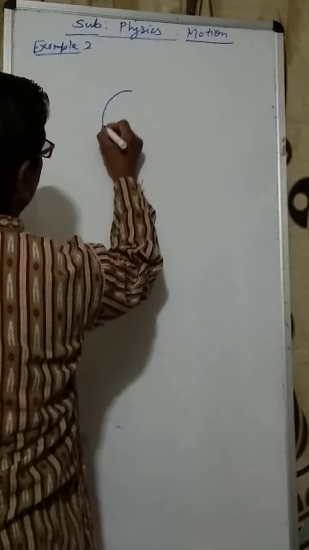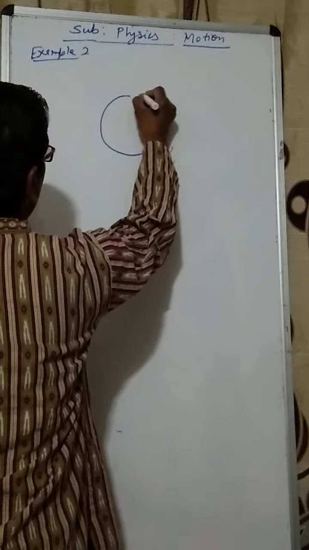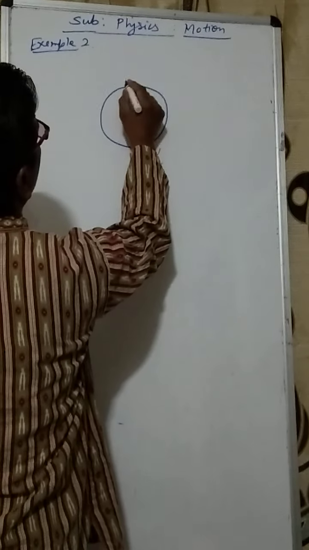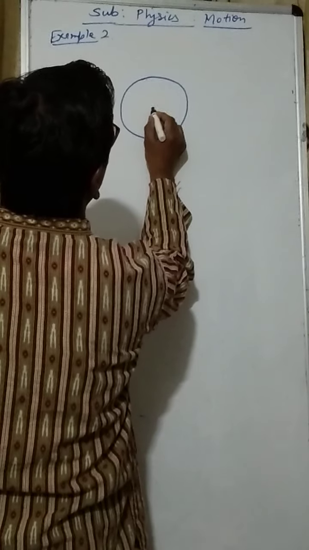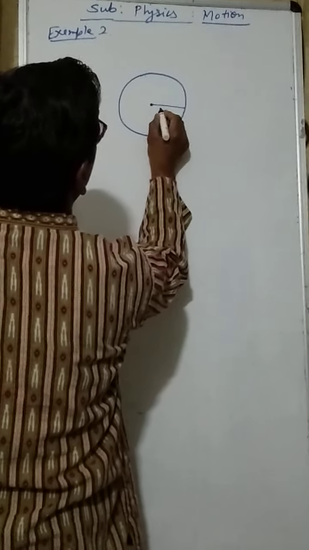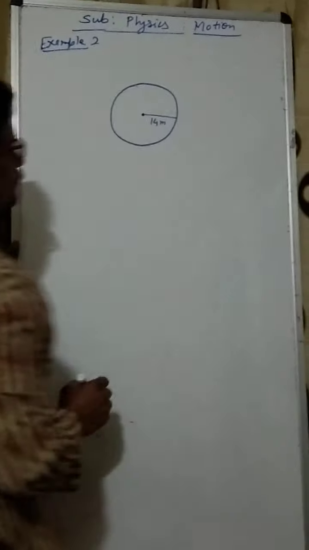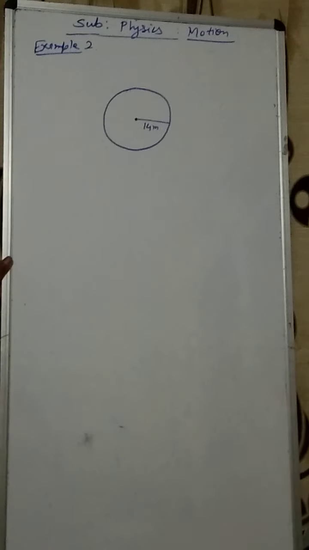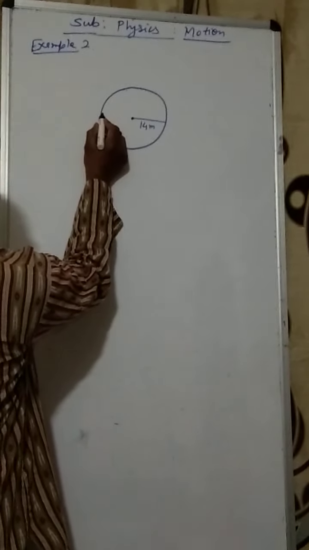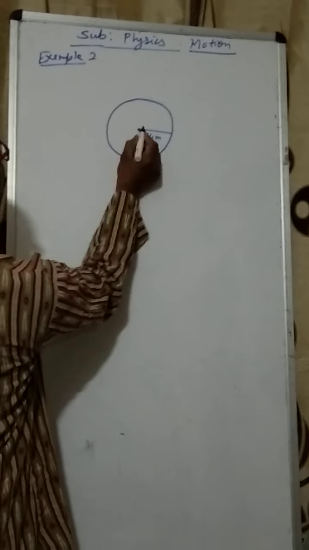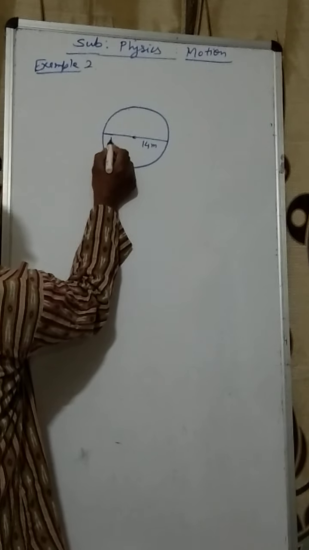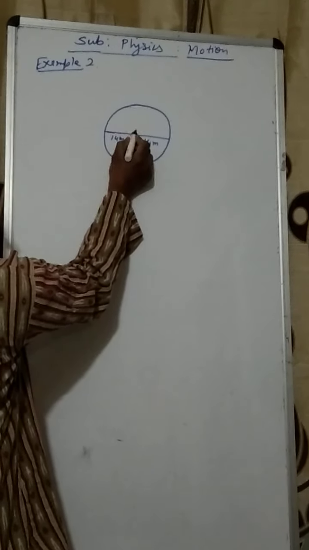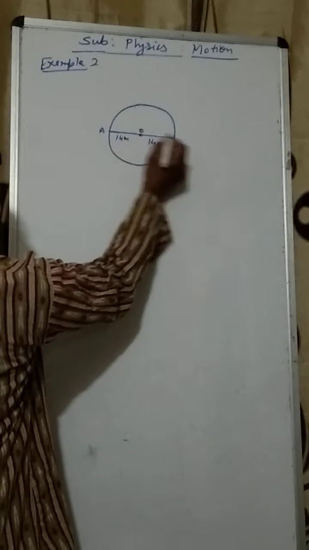Suppose this is a circular path. It has a radius of 14 meter. It is a circular path of radius 14 meter. Now this is the initial point here. Suppose it is also 14 meter radius. This is the point A and this is the middle point B.